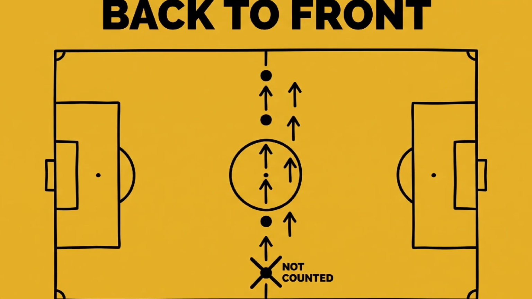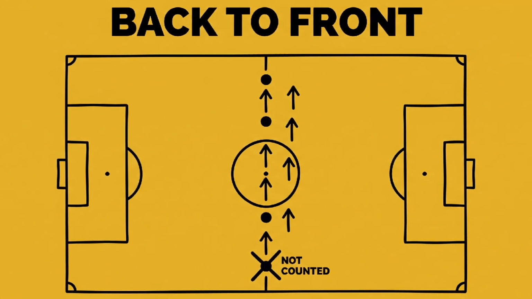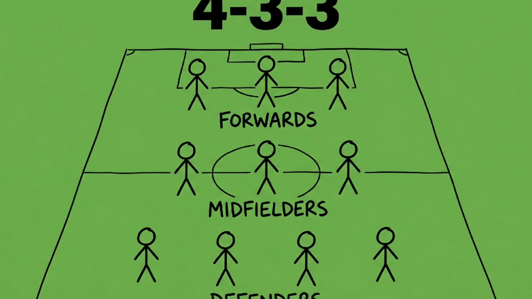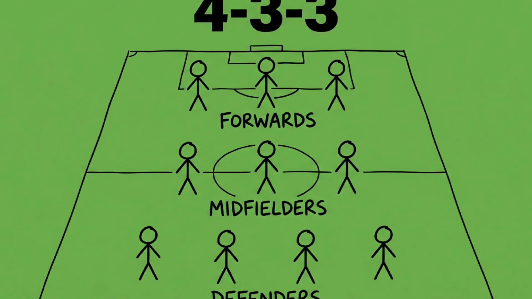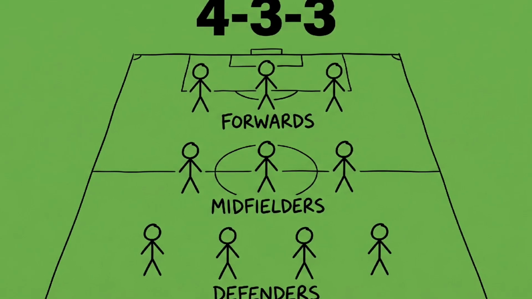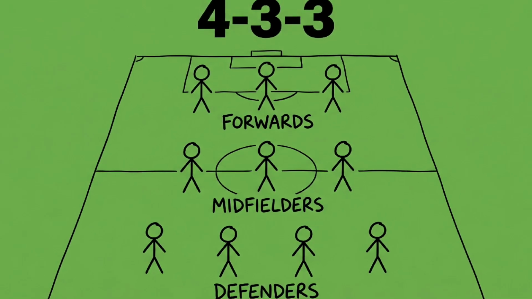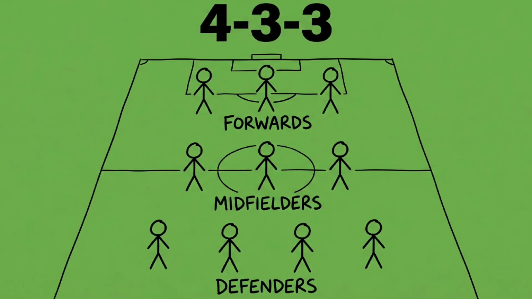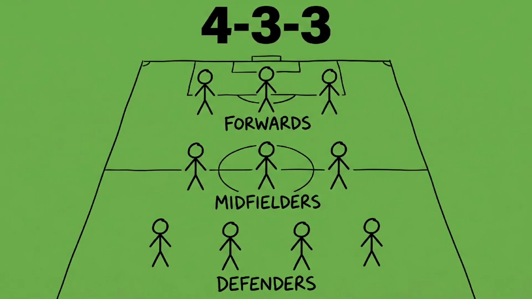Before anything else, you need to know how to read the numbers. A formation is always listed from back to front. The goalkeeper is never counted. So when you see 4-3-3, that means 4 defenders, 3 midfielders, 3 forwards. That's it. Simple system. Except the moment you understand that, a new question appears.